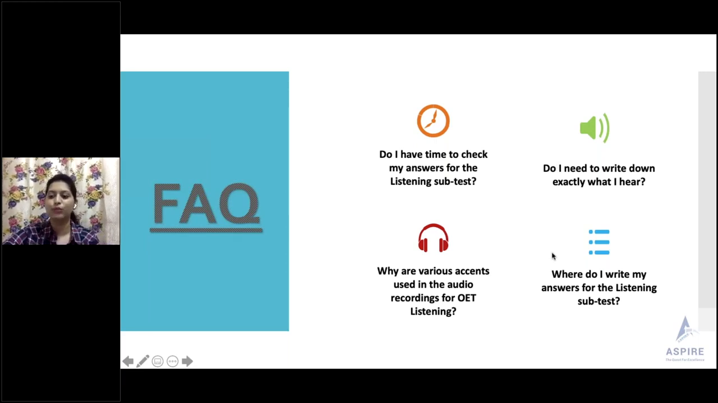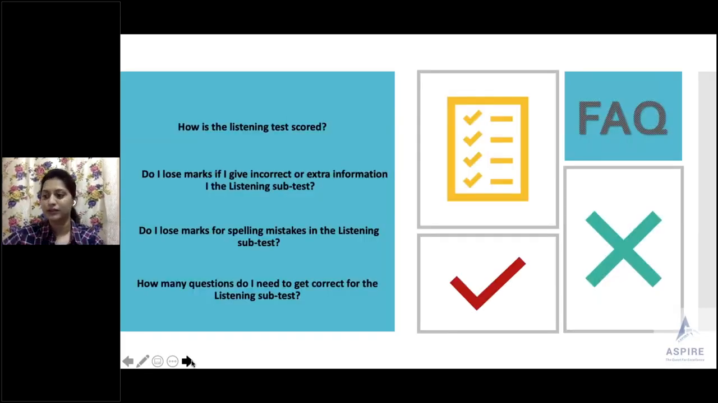So where do I write my answers for the listening subtest? For part A, you must write your answers in the space provided in the question booklet itself. And for part B and C, you need to shade a lozenge next to the appropriate answer. So how is the listening test scored? Part A will be double marked by OET assessors. And part B is computer scanned and automatically scored.